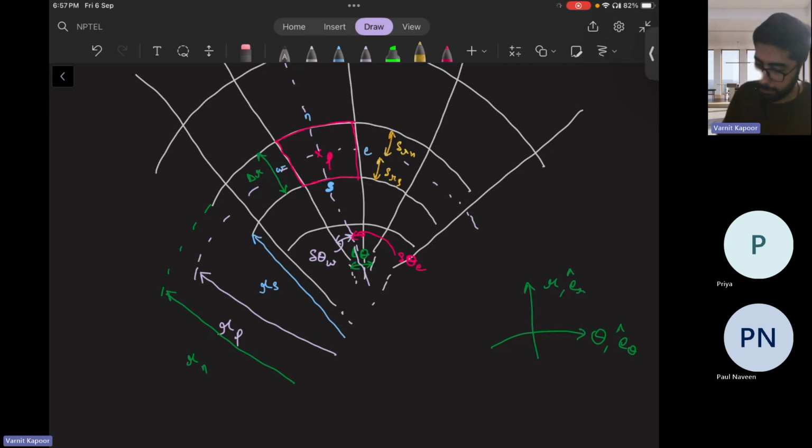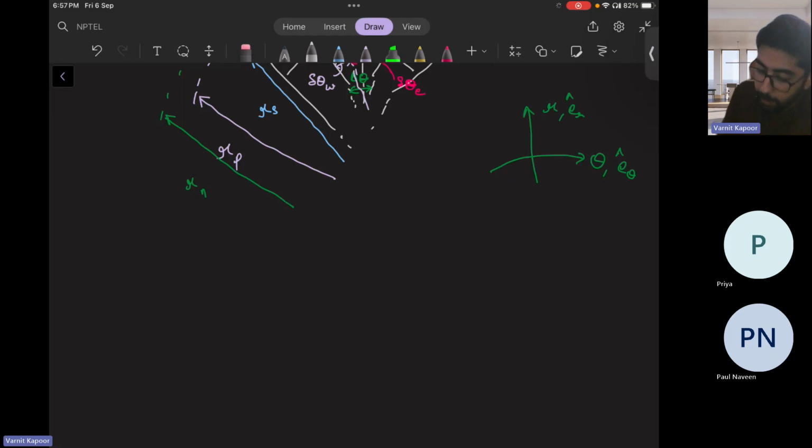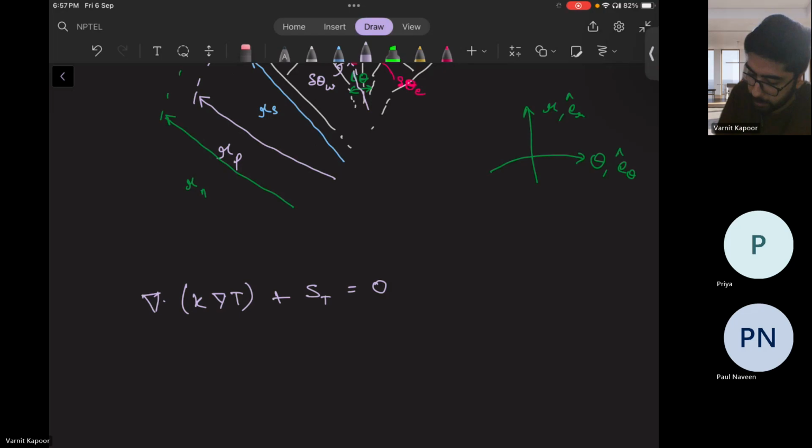So let me write here. Our equation for 2D diffusion is nothing but, we have seen it hundreds of times: del of K del T plus S equal to 0. Steady diffusion case.